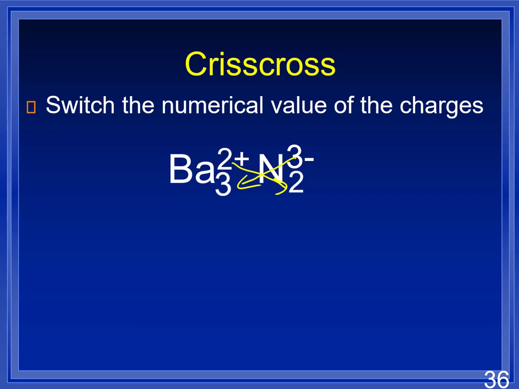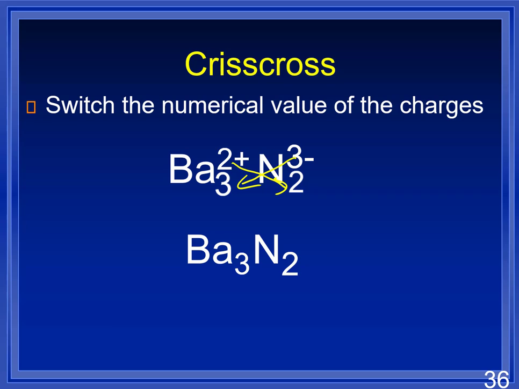Okay. We've got 3 Ba2 pluses is 6 plus. 2 N3 minuses is 6 minus. My charges are equal and opposite, so they're going to add up to 0. Familiar? Yep, done this before. So the right formula would be Ba3N2, that's the formula for barium nitride.